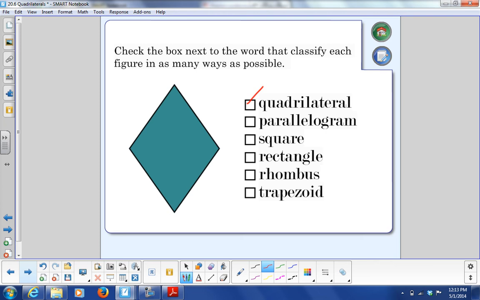How about a square? Do I have four equal sides and four right angles? Nope. How about a rectangle? Do I have any right angles? Nope. Rhombus, for sure. It looks just like the picture of a rhombus. A trapezoid? Nope, not a trapezoid. And a rhombus could very well be similar to a parallelogram because it's got parallel lines. So I'm going to check mark that one.